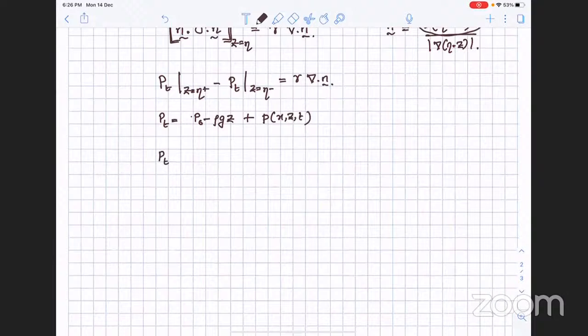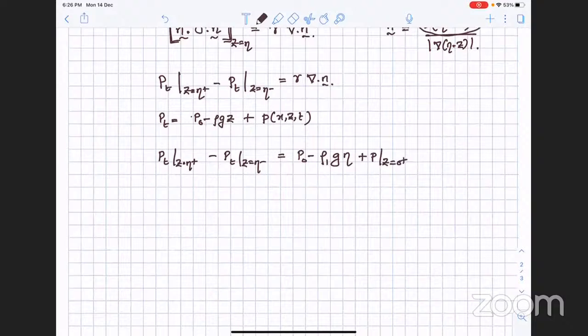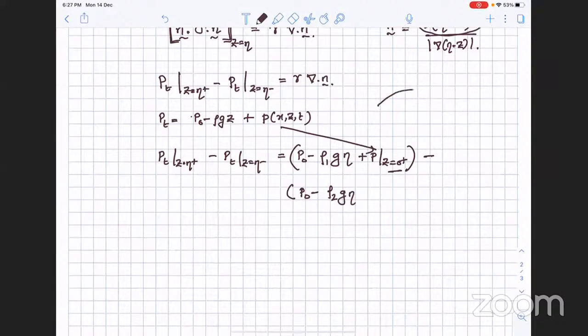So if I evaluate the total pressure difference across the interface and then apply linearization, this would be P naught minus, since the top layer has density rho 1, rho 1 g eta, plus the perturbation at z equals 0 plus, because the perturbation evaluated at z equals eta would be a nonlinear term. Similarly, the total pressure at the lower side of the interface would be P naught minus rho 2 g eta. That's the hydrostatic pressure. So you have the interface, this is rho 1, this is rho 2. The total pressure at any location here would be the atmospheric pressure plus the hydrostatic contribution, which is rho gz.